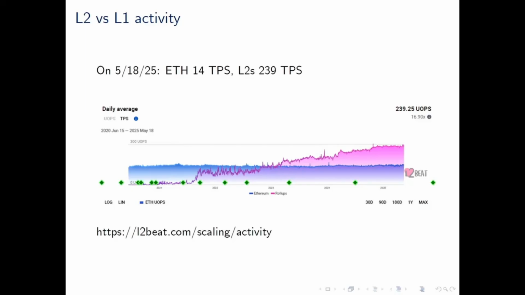L2 activity, of course, we've seen extensively this morning, so that's in some sense good news. The numbers, you've heard them: L2 transactions per second have been increasing, so this roll-up centric growth or scaling is working. It's working well.